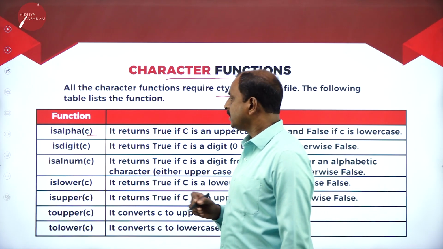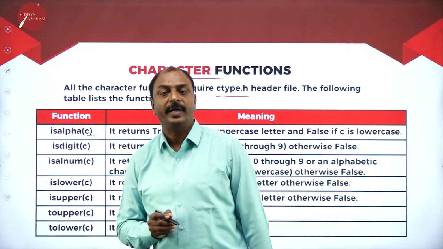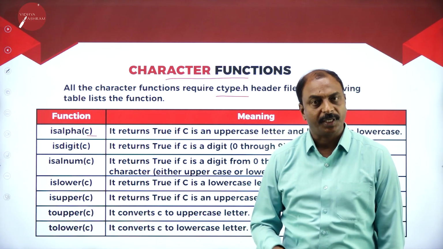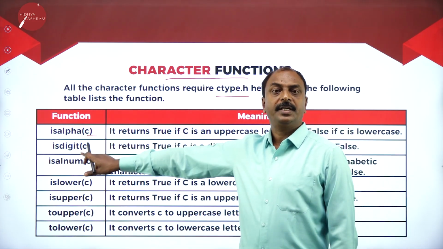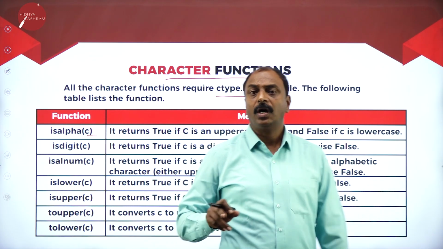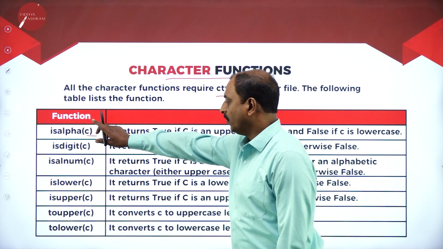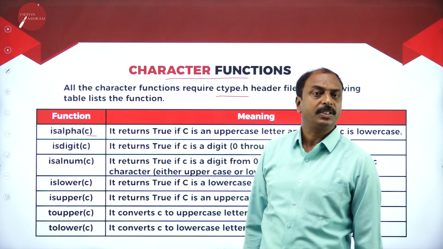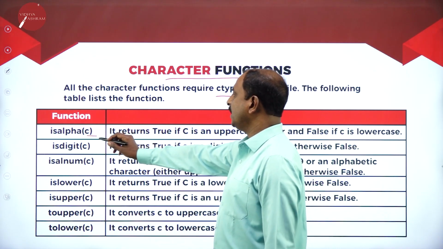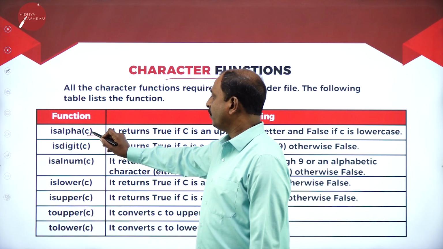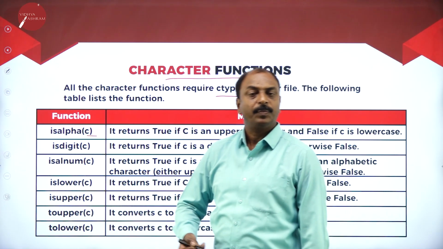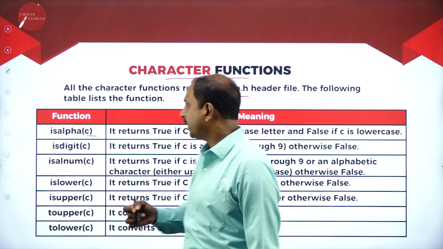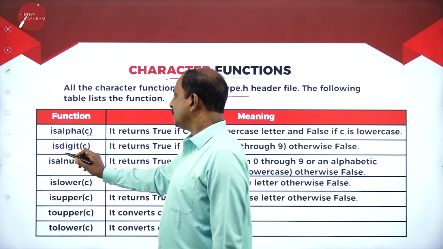So what is the meaning of this? If the input character is an alphabet, whether uppercase or lowercase, it returns the value either true or false. For everything, all the functions return a value. A few functions return the value as true or false. So in this example, isalpha(c): if you input either an uppercase or lowercase alphabet only, the answer will be true. Similarly, isdigit(c).